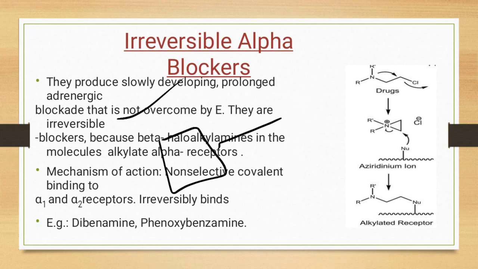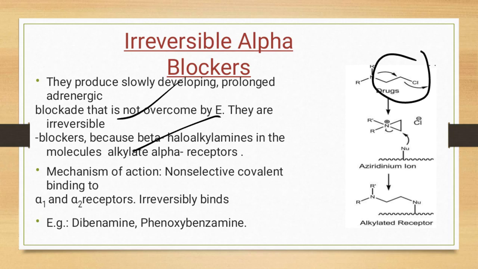And as we have told, it consists of a beta-haloalkylamine in the molecule, which alkylates the alpha receptor. In the case of anti-cancer drugs, we see nitrogen mustard. What do they do? They cause alkylation of the nucleic acid. So here a similar kind of mechanism takes place for the irreversible alpha blocker. They consist of a similar kind of structure, beta-haloalkylamine, which undergoes aziridinium ion formation, and this aziridinium ion is responsible for the alkylation of the receptor. And when alkylation of the receptor takes place, the drug or neurotransmitter cannot bind to the receptor, and it will not show the activity.